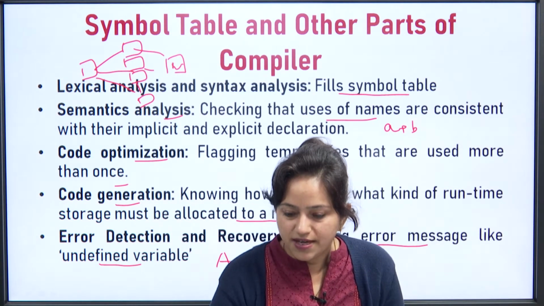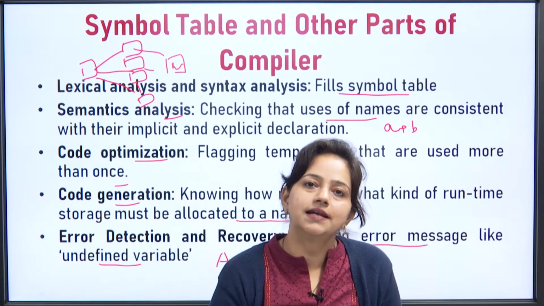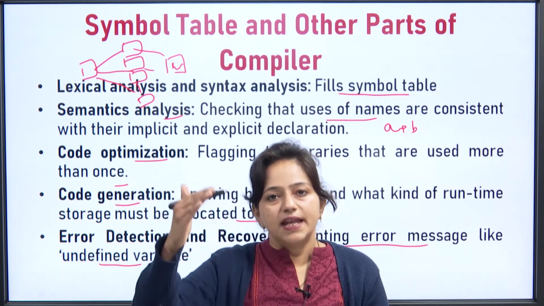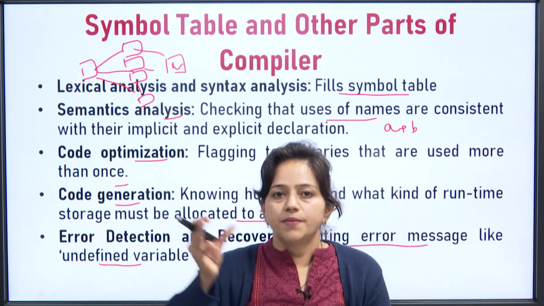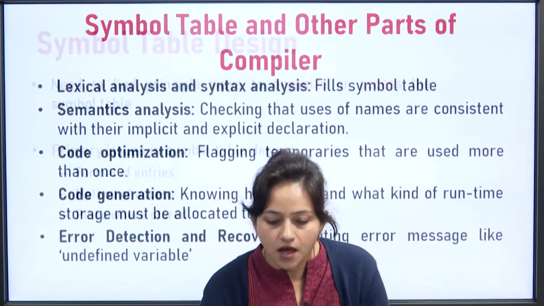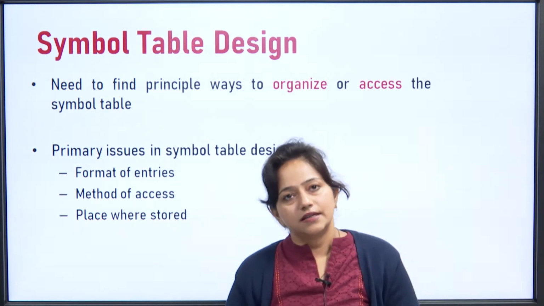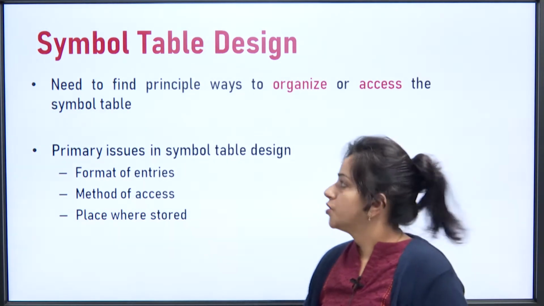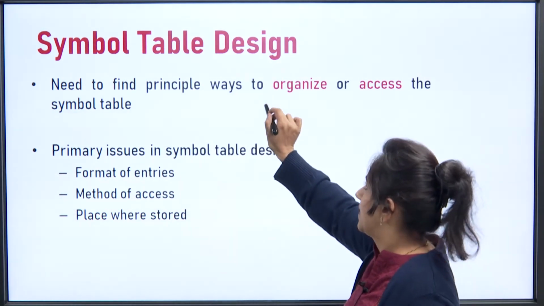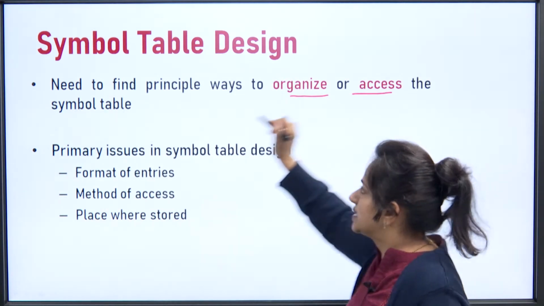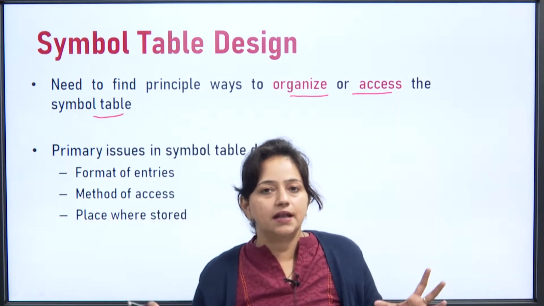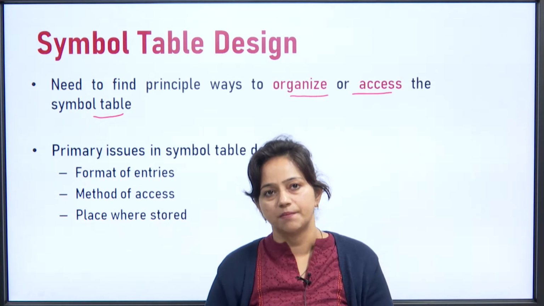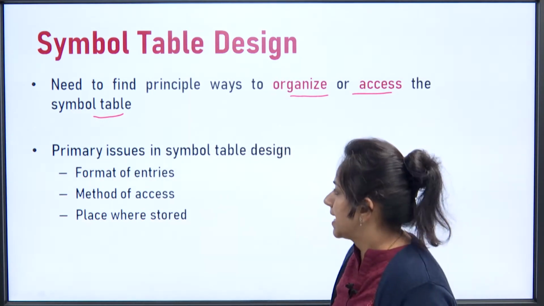So, these are various phases of compiler, and it shows that lexical analysis and syntax analysis phase of compiler fills the symbol table, while remaining phases of compiler use the information that is stored into the symbol table. Now, next is how to design the symbol table, and what are the issues in designing the symbol table. So, first we need to find a principled way to organize and access the symbol table. So, there should be some mechanisms just to organize and access the symbol table. So, what are the primary issues in designing?